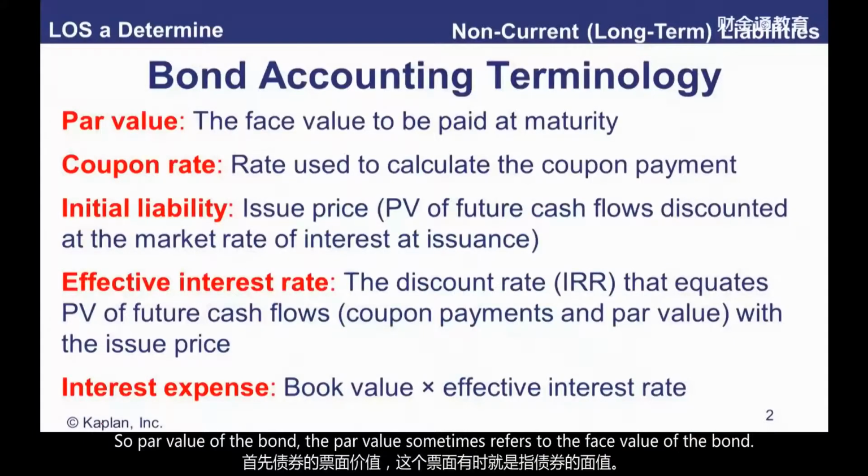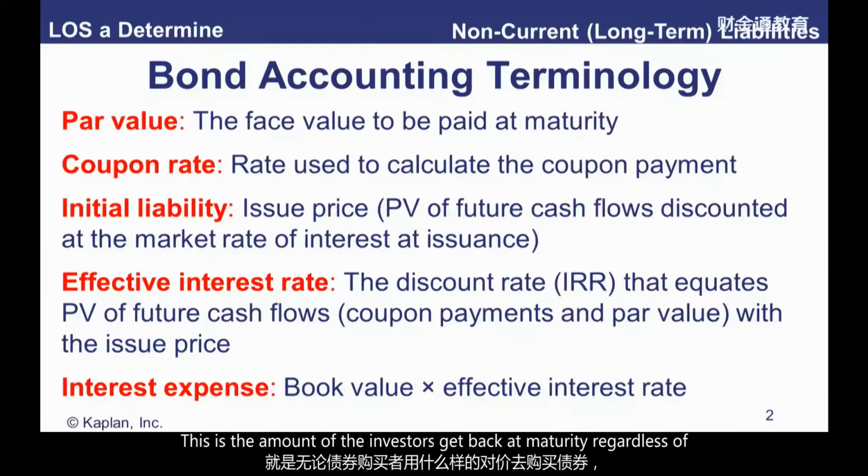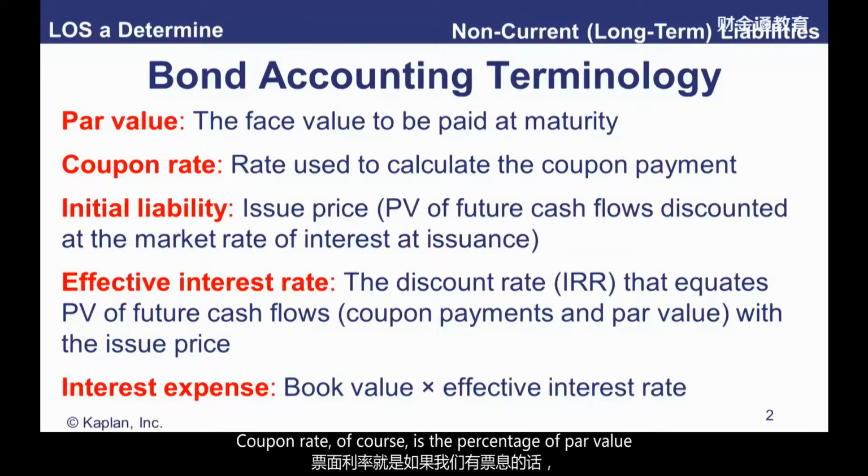So par value of a bond. The par value, sometimes referred to as the face value of the bond. And this is the amount the investor will get back at maturity, regardless of whatever they've paid to purchase the bond. Coupon rate, of course, is the percentage of par value that will be paid in by way of a coupon. It's normally quoted as an annual percentage, even though most bonds typically pay semi-annually.